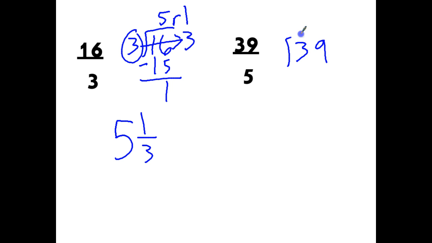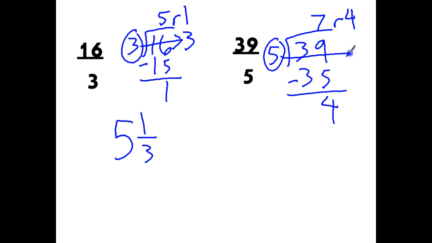39/5. 39 divided by 5. How many 5's in 39? 7. 7 times 5 is 35. Subtract, and I've got 4 left. 7 remainder 4. Remember that 5's coming over there to be my denominator. 7 and 4/5. You can probably already tell that I can't have a numerator that would be bigger than the denominator. It's sort of like when we did that check step when we were doing long division.